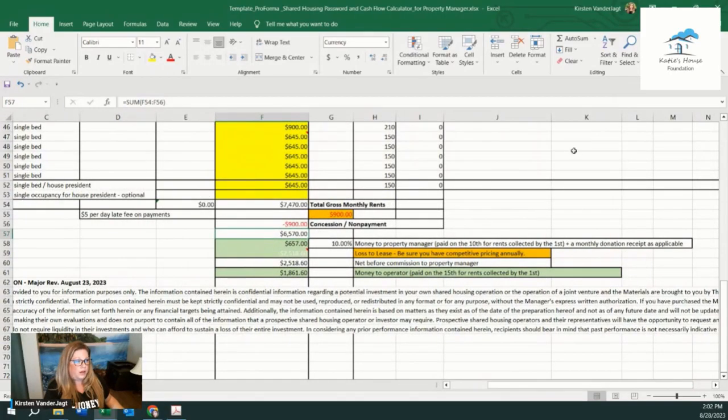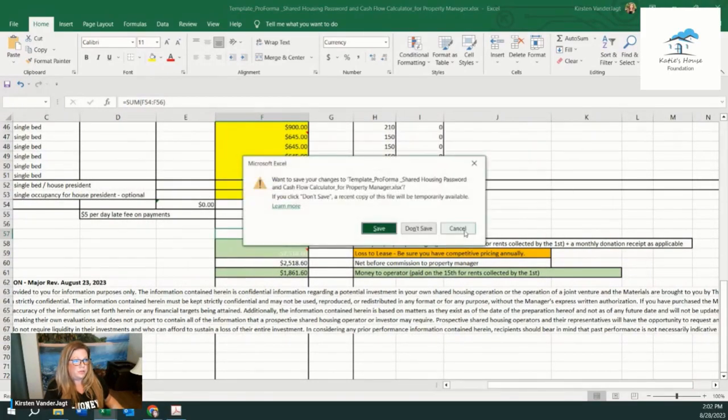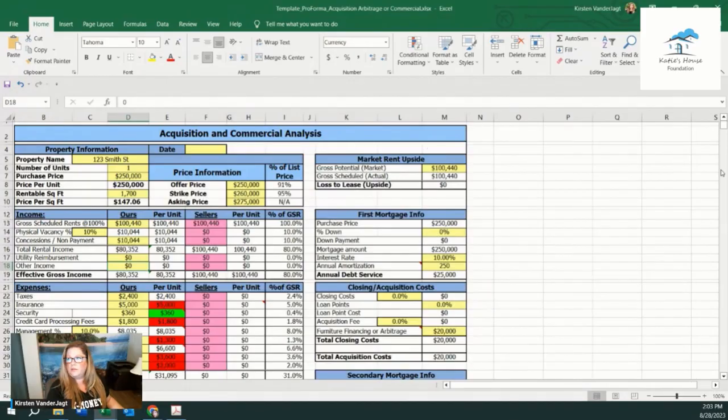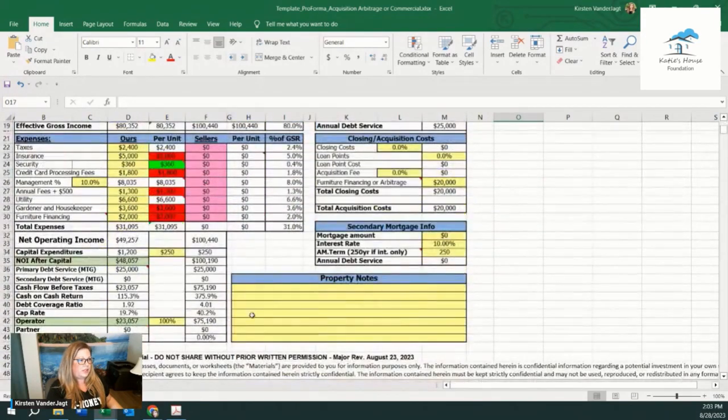Okay, moving on to the other spreadsheet. So looking here, you can see that this is our pro forma acquisition, arbitrage, or commercial Excel spreadsheet. And basically, this is really good if you're trying to get an idea of your cash on cash, your debt coverage ratio, your cap rate, because you're looking at doing something like a debt service loan. So a DSCR loan, right? If you're looking to do that.